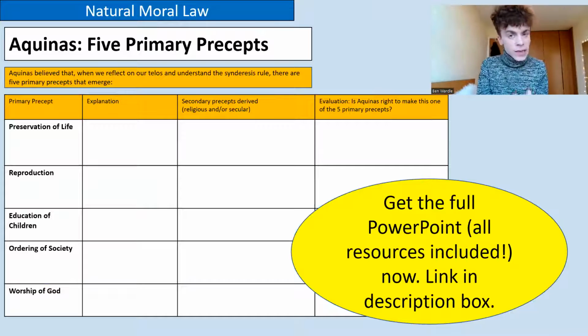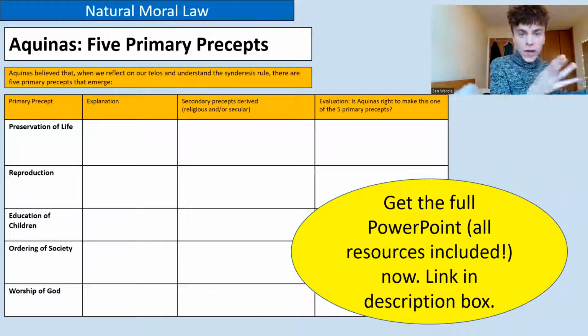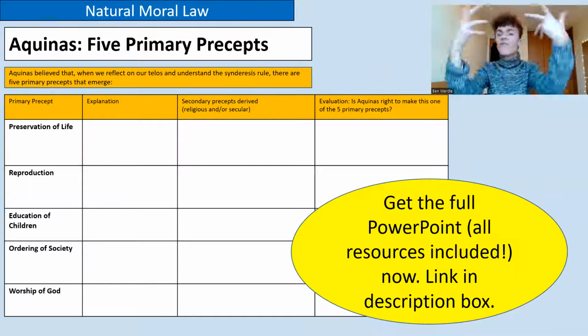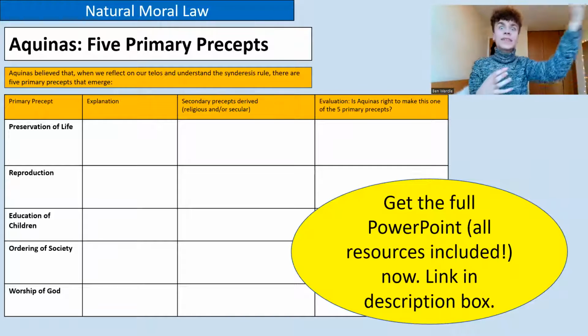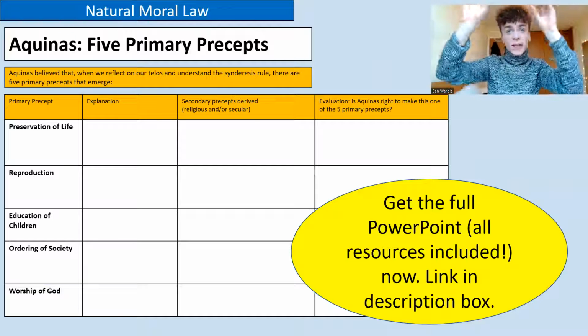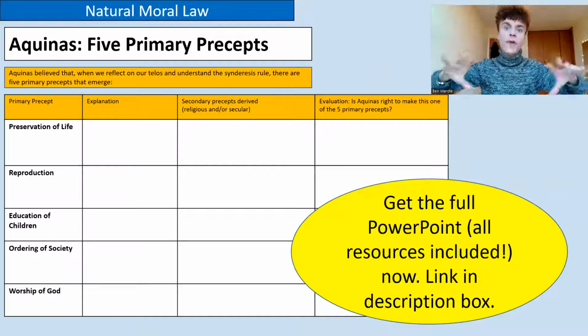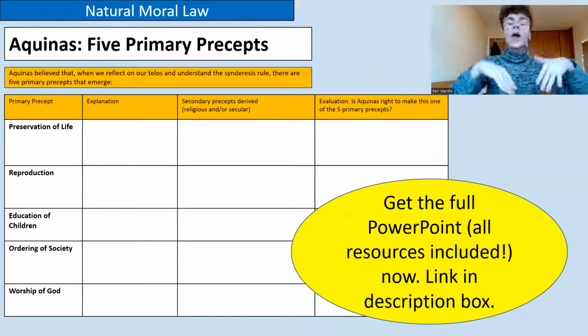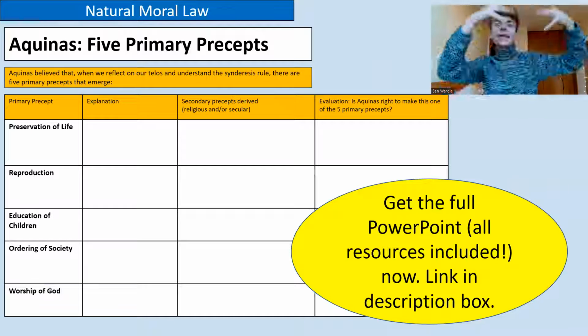I have to emphasize this again. These precepts are not created. They are discovered. They emerge, yeah? Remember, natural moral law is not about inventing the law. It's about discovering an eternal law, which is manifest through the divine law and the natural law. And then we have our human laws. So these 5 primary precepts, again, they are not created, they are discovered.